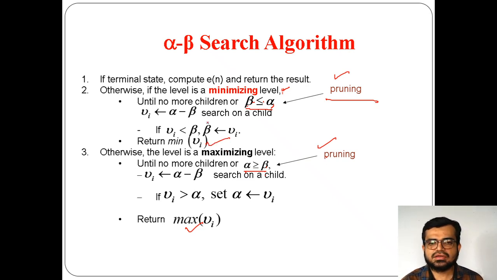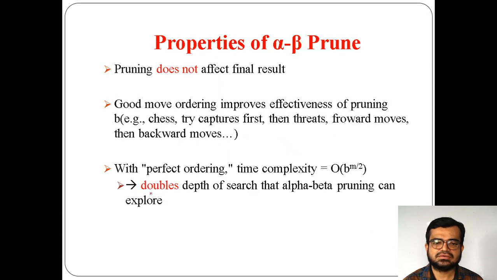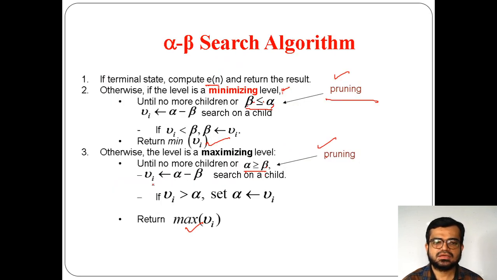Okay, in this way, and this E represents evaluated values. So this E represents evaluated values. So in this way the alpha beta search algorithm works.